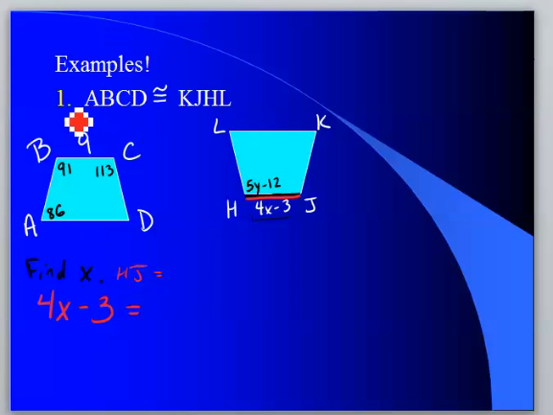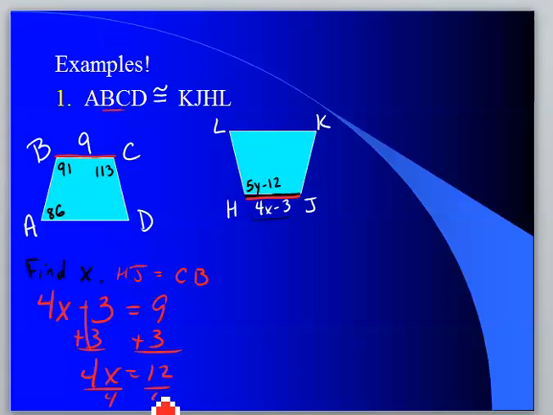So I'm going to go back up to my congruence statement at the top. HJ: H is the second letter, J is the third letter, so that corresponds with CB. CB is 9. So the 4x minus 3 must be the same as 9 because these are congruent figures. Then we're going to solve for x. I'm going to add 3. 4x equals 12, and divide by 4, and x is 3. I wasn't asked to plug back in for any measures, so I'm done when I find x.